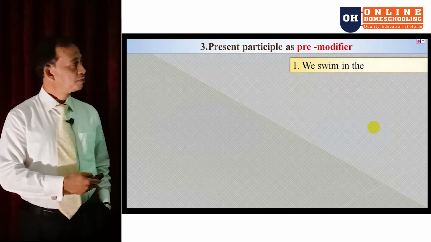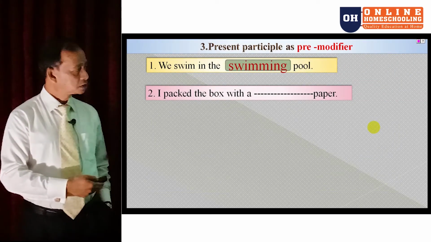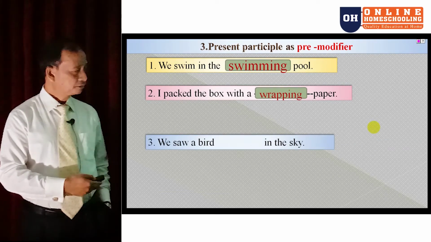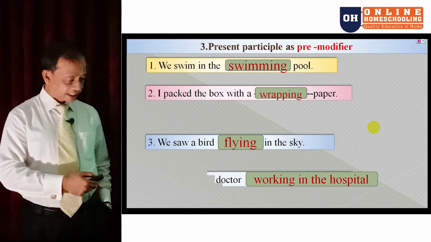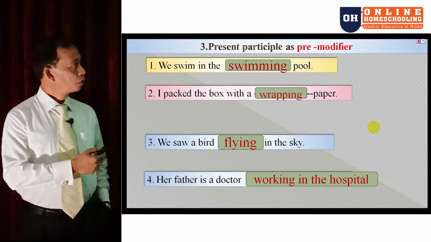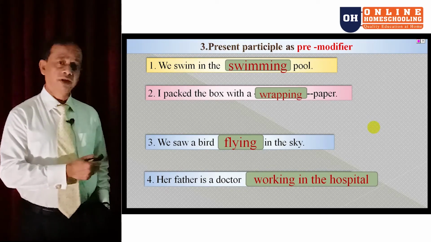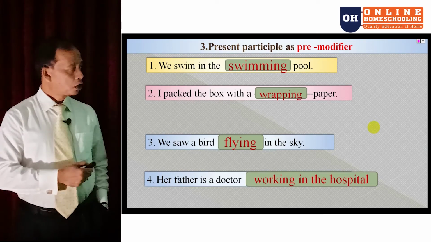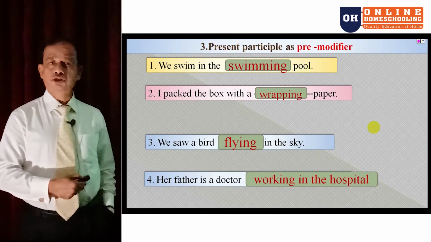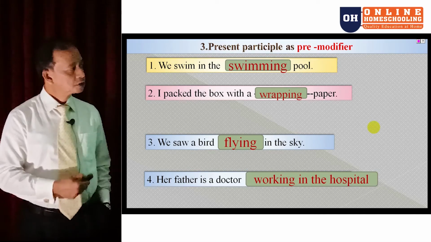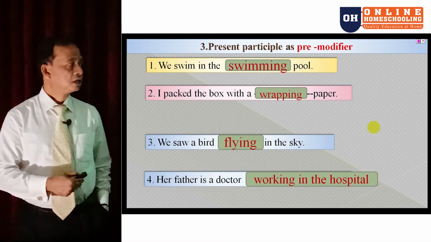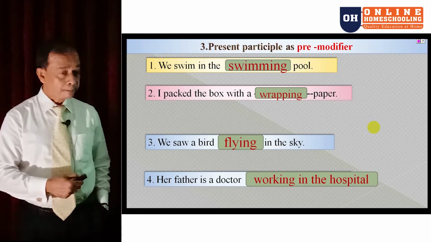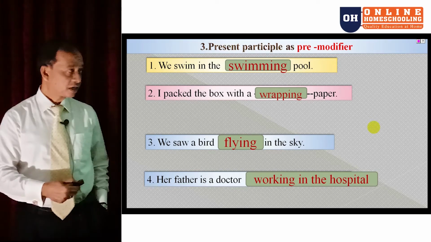And dear students, I am giving you some more examples of present participle. Here I am giving four examples. Look, we swim in the swimming pool. You have seen that swimming is the present participle. I packed the box with a wrapping paper. Whenever you go to a party, you buy a gift, so you wrap the gift box with wrapping paper. Look, wrap, wrapping. So wrapping is the present participle modifying paper.